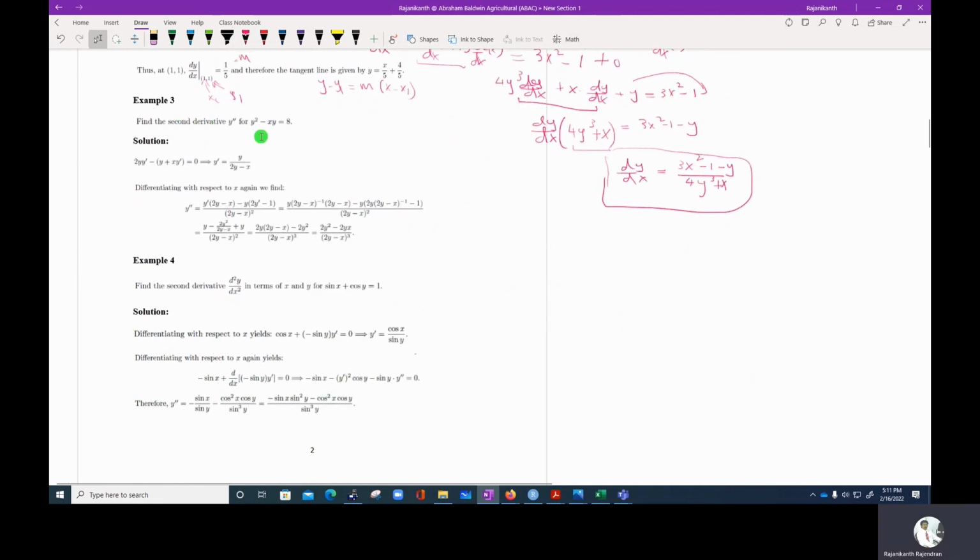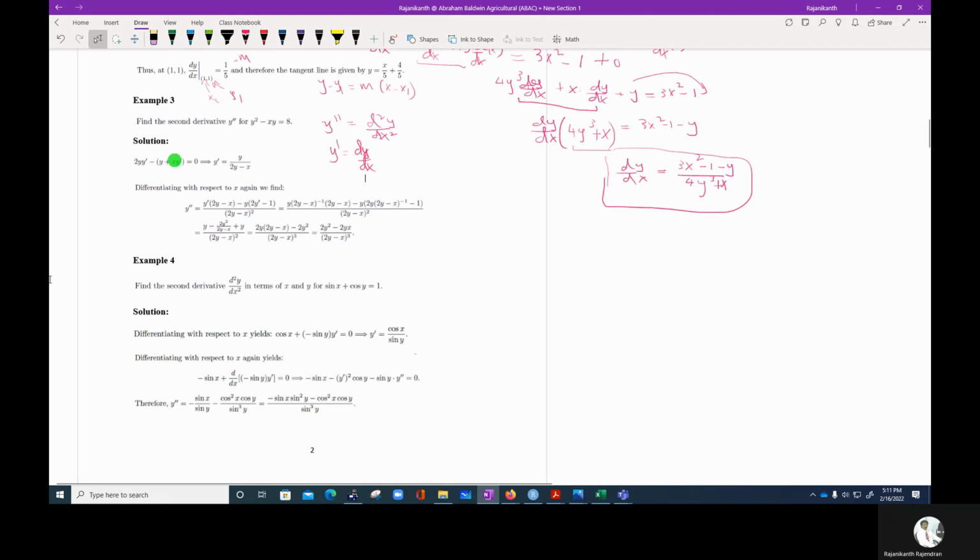Example 3 also, you are given an equation, but the thing is, you need to find the second derivative. Remember, y double prime means the second derivative of the function y with respect to x. This is the meaning, right? So first find y prime. y prime means dy over dx. After that, one more time, take the derivative to find the second one. So you find the derivative with respect to x first.